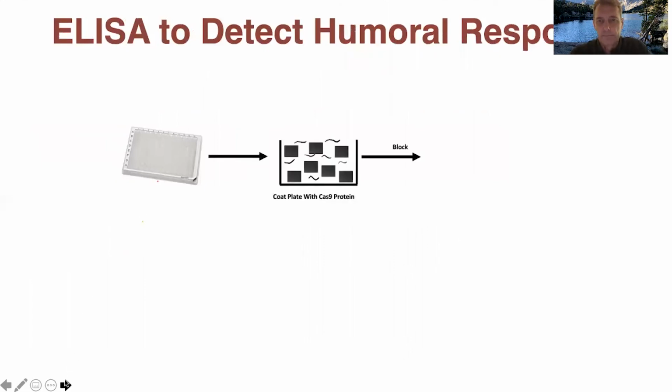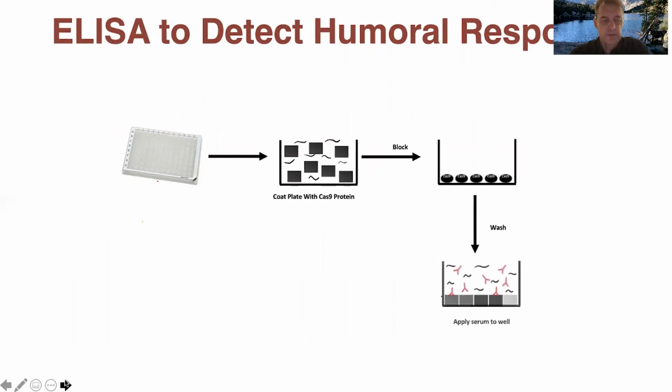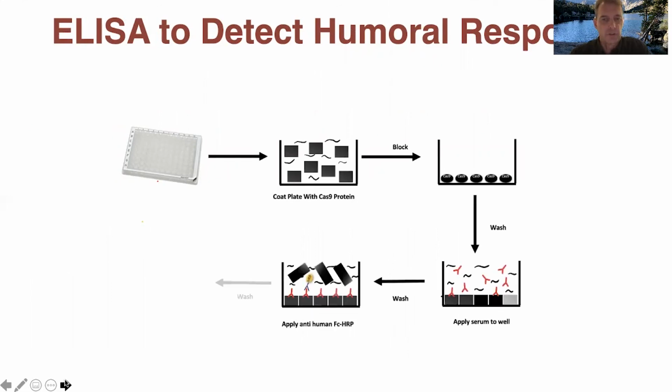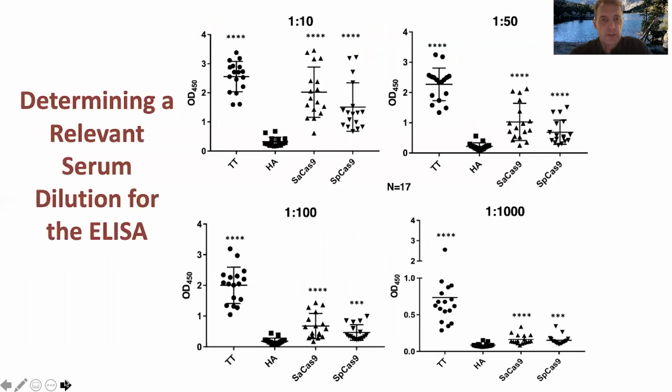And so he developed an ELISA to detect the humoral immune response, a standard ELISA reaction to detect pre-existing antibodies to Cas9 protein. And he performed various titrations of dilutions of serum to figure out the optimal dilution to use. And what you can see is that as you dilute the serum, the overall signal does decrease, but at low dilutions, the signals are quite high. And so we ended up choosing 1:50 dilution. As our positive control, we used tetanus toxoid, and as our negative control, we used human albumin.